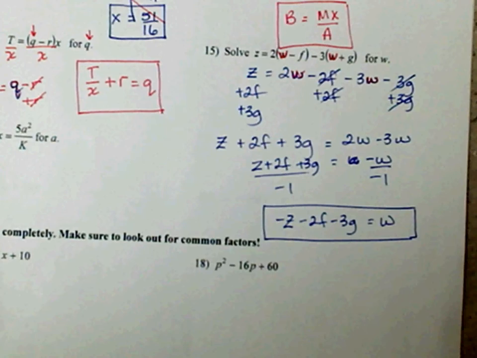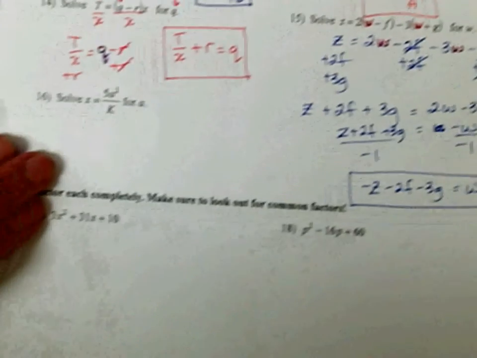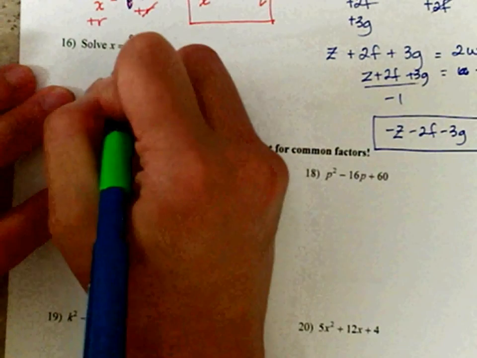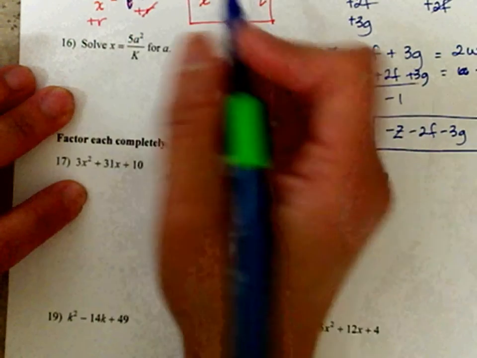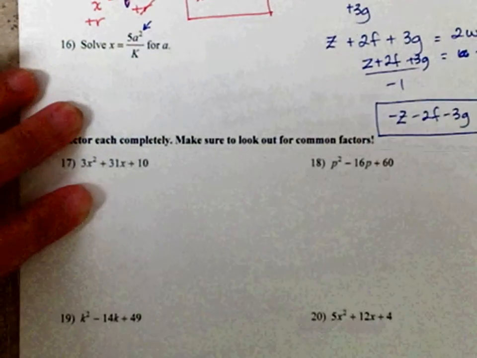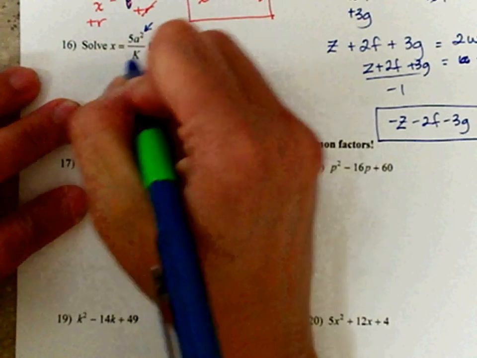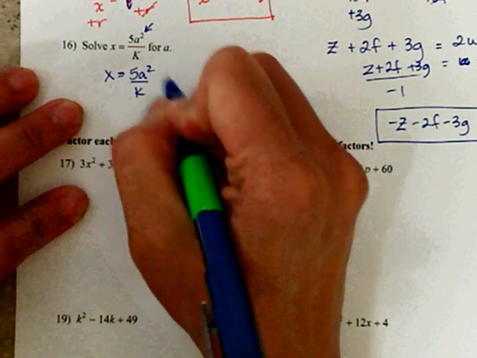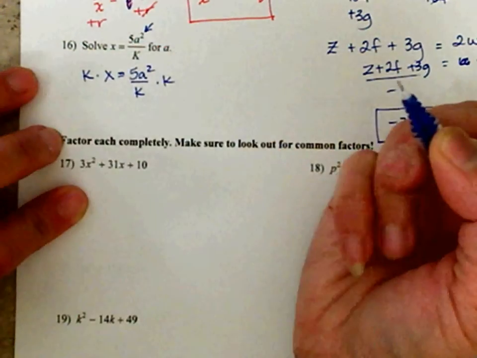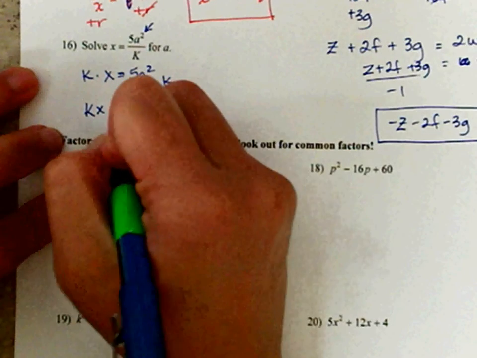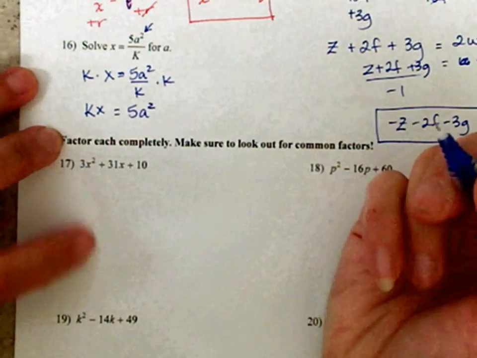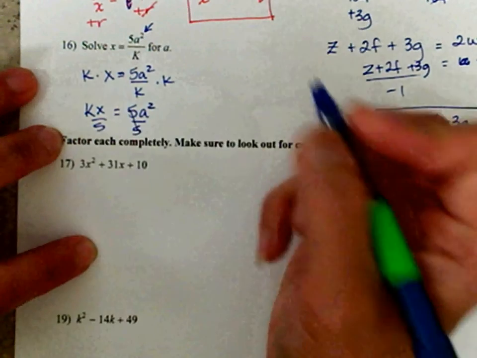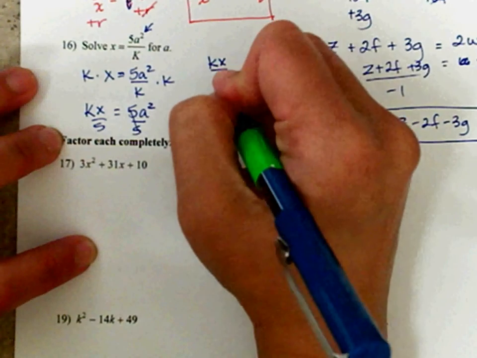Let's look at number 16. On number 16, you have x equal 5a squared divided by k, and I'm solving for a. All right. So what I would do first is I would get rid of my fractions. Times k, times k. Okay? So you have kx is equal to 5a squared. Solving for a, divide by 5, divide by 5. So now you have kx over 5 is equal to a squared.